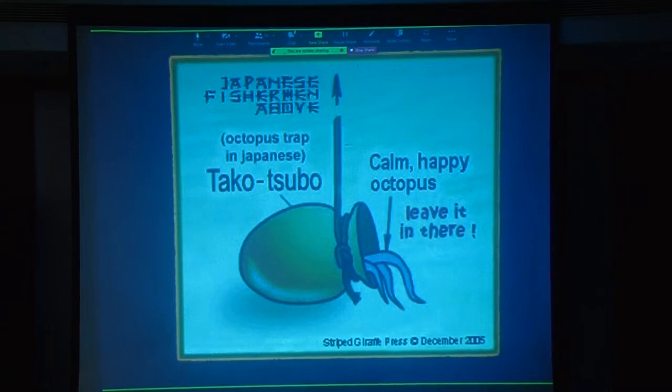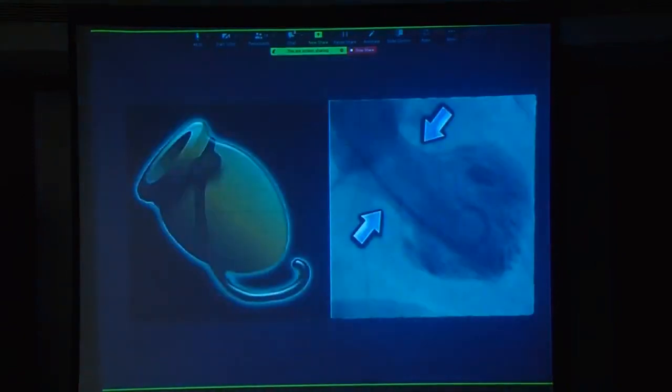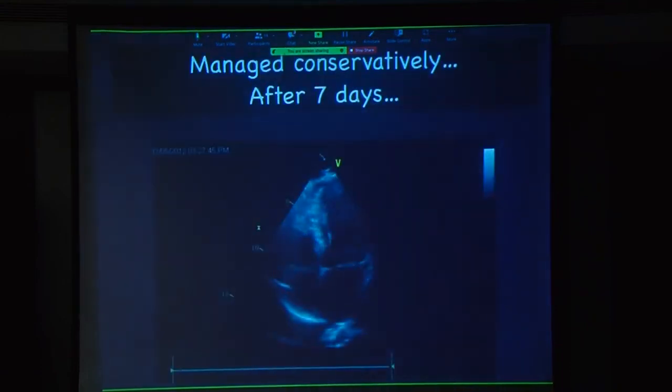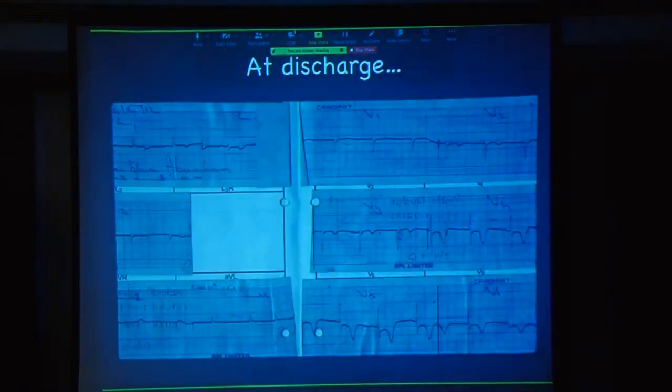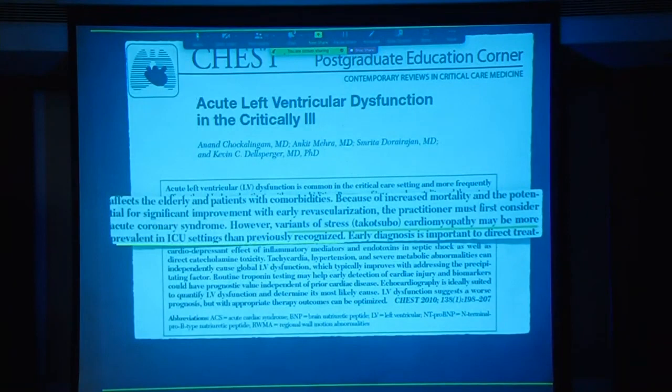Primarily, again, the Takotsubo, it's something similar to a Japanese strap. When you do an LV angiogram, the LV apex looks like an octopus strap. That's why you call it Takotsubo cardiomyopathy or stress cardiomyopathy. Now, this particular patient was managed conservatively, and the echocardiogram became normal at the end of 7 days. And at discharge, the ECG also was normal. So this stress cardiomyopathy is being more and more recognized in the ICU.